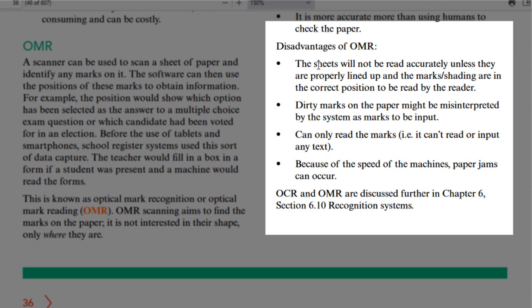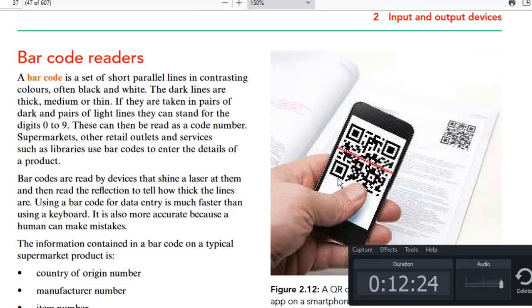Disadvantages of OMR: the sheets will not be read accurately unless they are properly lined up and the marks shading are in the correct position. So I have to put the papers properly lined up, and the students have to fill in the shading exactly where they are supposed to. Dirty marks on the paper might be misinterpreted by the system as marks to be input. It can only read the marks. You can't read anything else, not text or anything. Because of the speed of the machines, paper jams can occur.